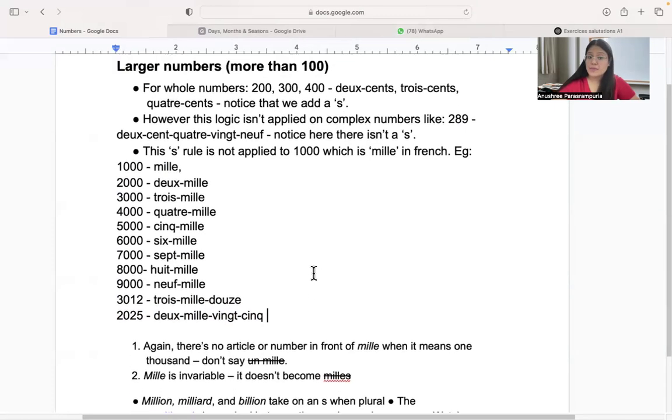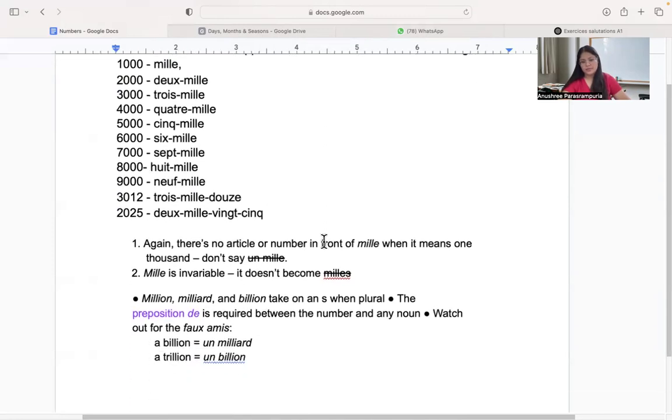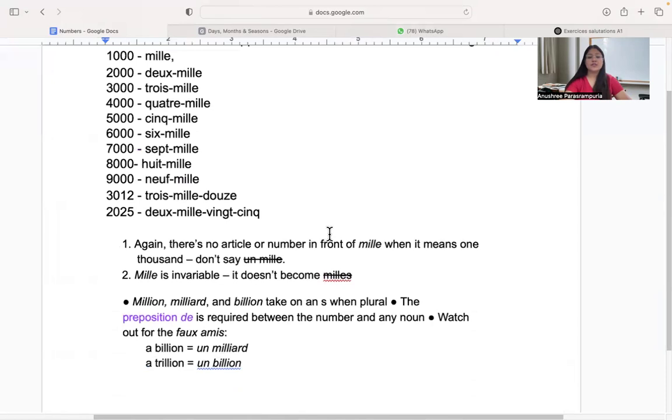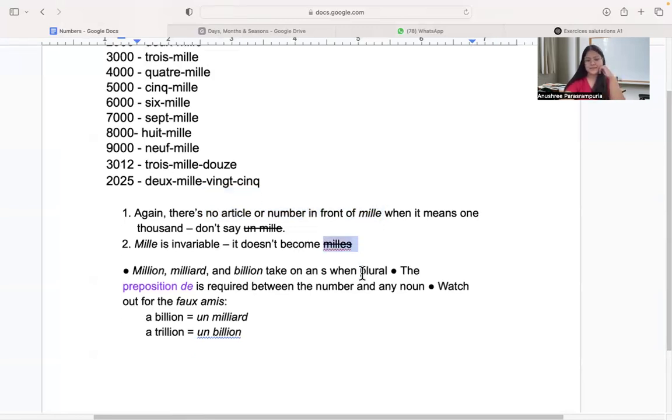At this point, I will again recommend you to pause the video and note down all of these notes in one place so you are able to understand the complex things better. What I mentioned primarily is that there is no article put in front of mille, which means I do not say "un mille." I will only say mille. Mille is invariable. It also does not become milles. That will be incorrect.